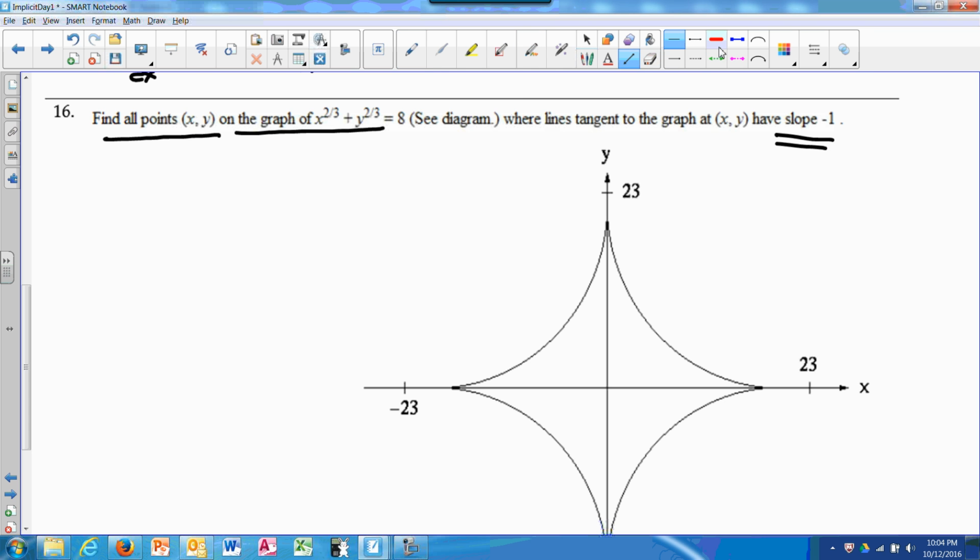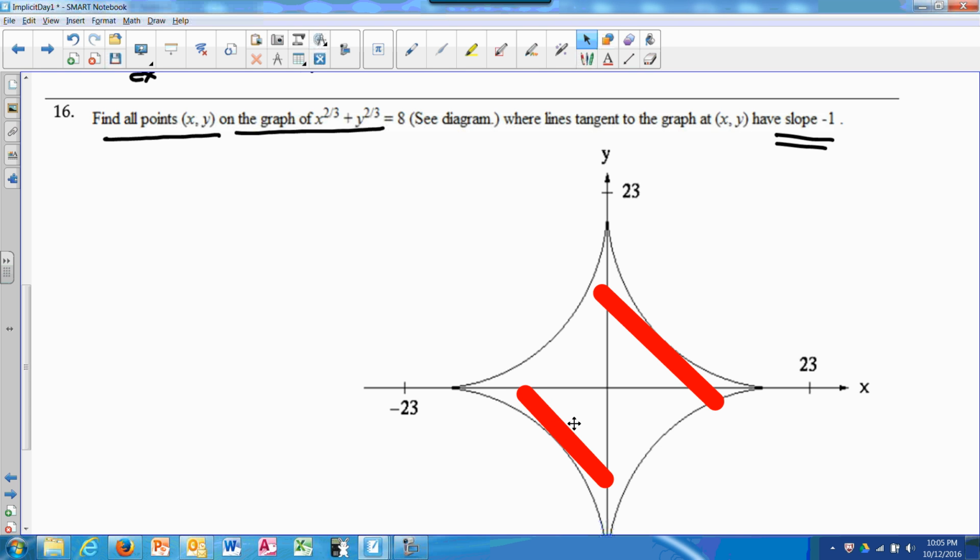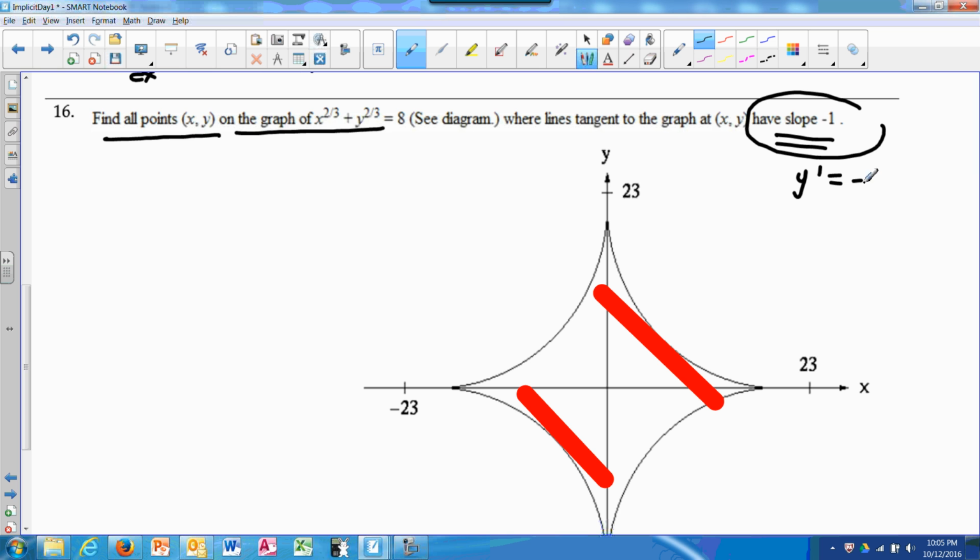To have a slope of negative 1 means that we have a downward slope of negative 1. There are going to be two places on this curve where that occurs. It can occur in the first quadrant, because those are negative slopes, and in the third quadrant, because we have negative slopes there. And specifically, we want the slope to be negative 1. So we can't have any points in the second or fourth quadrants. So we are looking for 2 points. The slope of negative 1 does not mean we're substituting negative 1 in. It means our derivative has to equal negative 1.